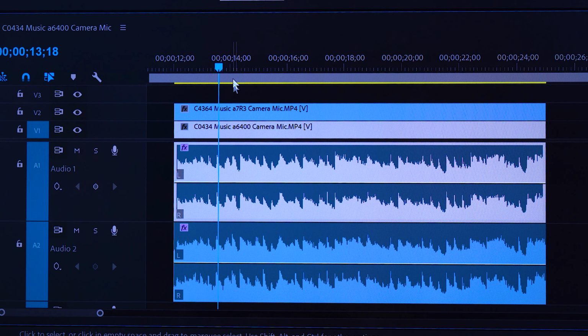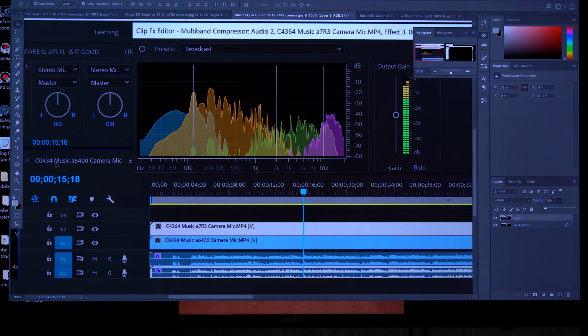Now I want to choose a couple spots on these waveforms and check if they will be looking different with EQ graph. And here's the way I did test on equalizer graphics, comparing both cameras, microphone tests at the same music spots. And this one is 1518, and the graph you see is a7R3 graphs.